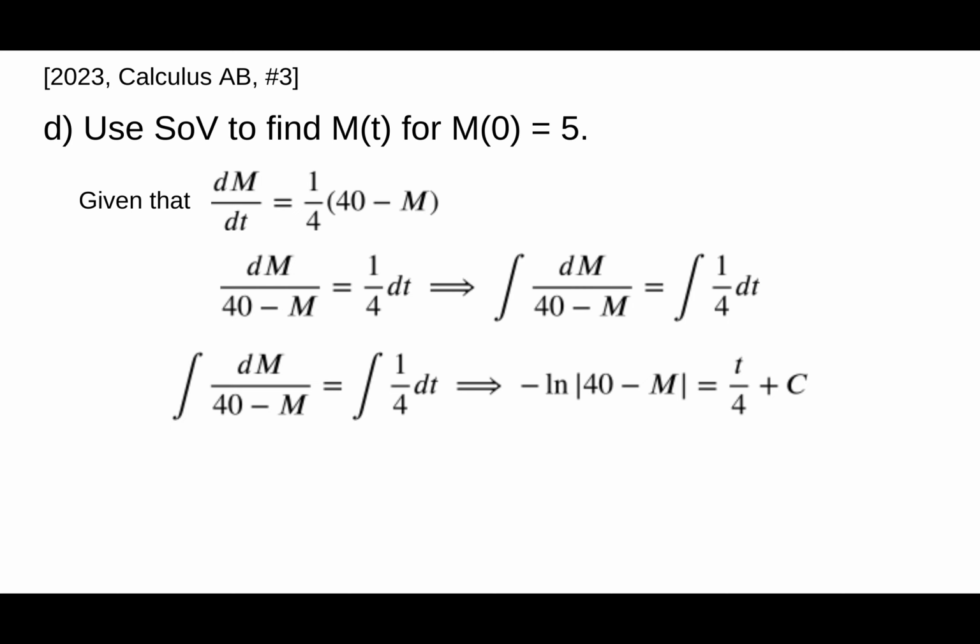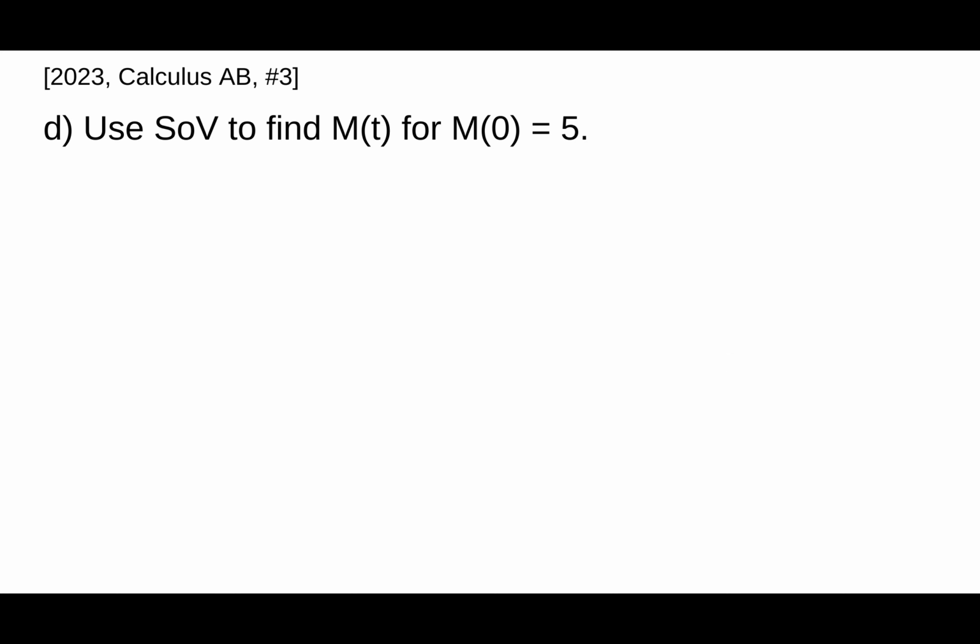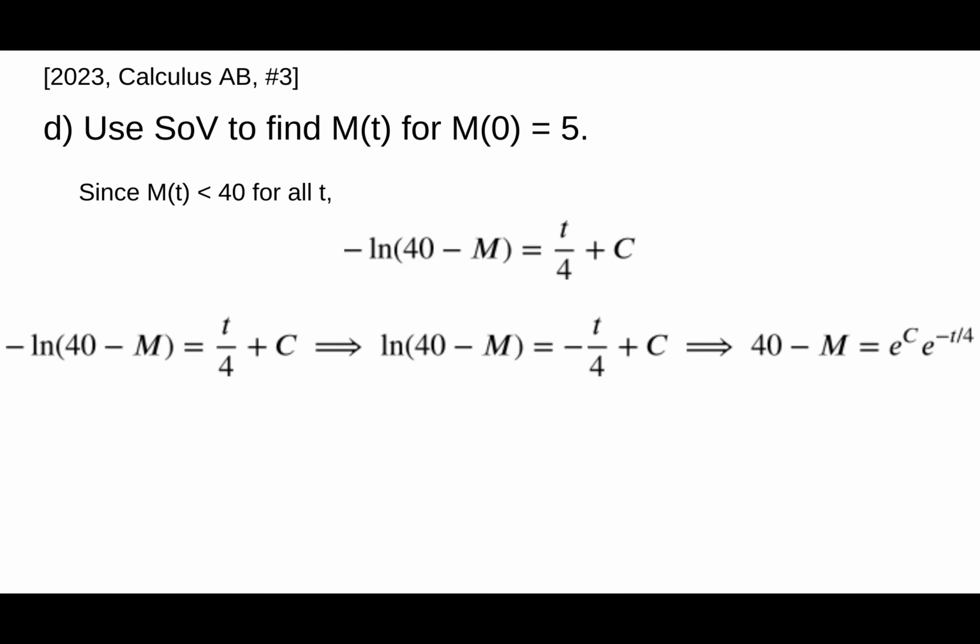And then the antiderivative of 1/4 dt is just t over 4 plus a constant. Now, since we were told in the question stem that M(t) is always less than 40, 40 minus M is always going to be a positive number, so we may omit the absolute value signs here. We can drop them. So we have negative natural log of (40 minus M) is t over 4 plus C. Continuing, if we move the negative over, we get natural log of (40 minus M) equals negative t over 4 plus C. Exponentiating both sides, 40 minus M is equal to e to the C times e to the negative t fourths.